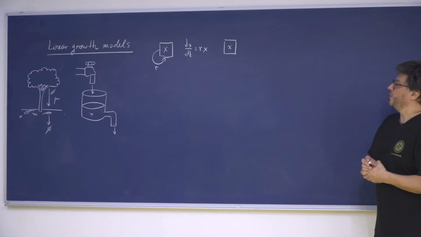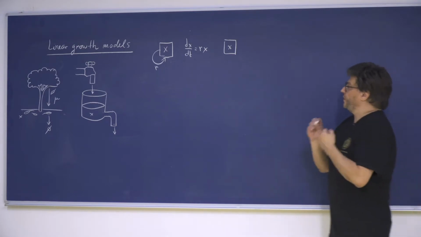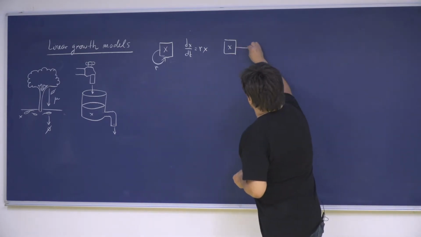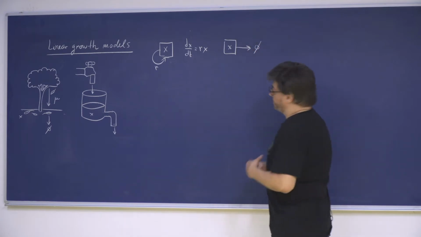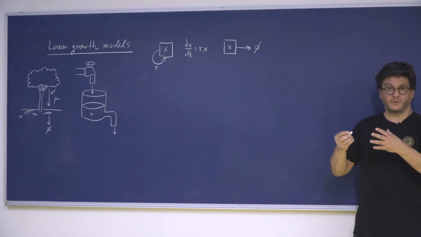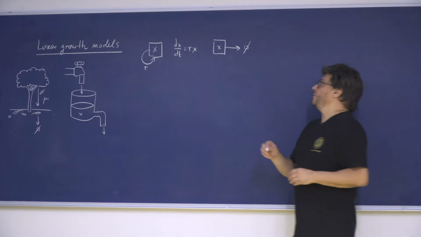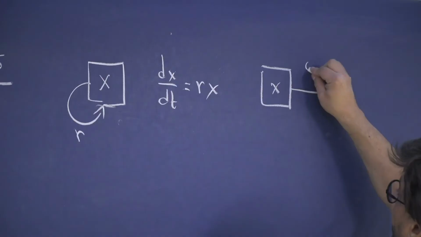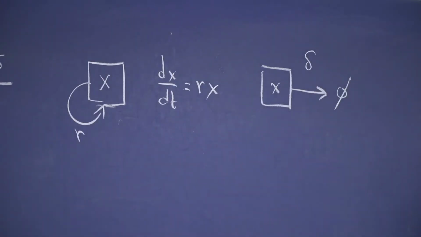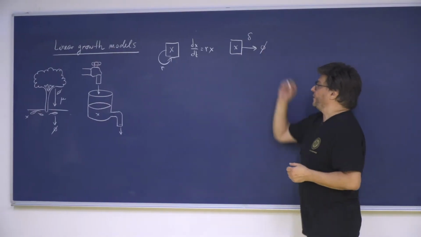And for death, what we can use is a different diagram where essentially we say that this is a flow of the population to the empty set, in a way of losing population to zero, okay, over time, with a given rate.